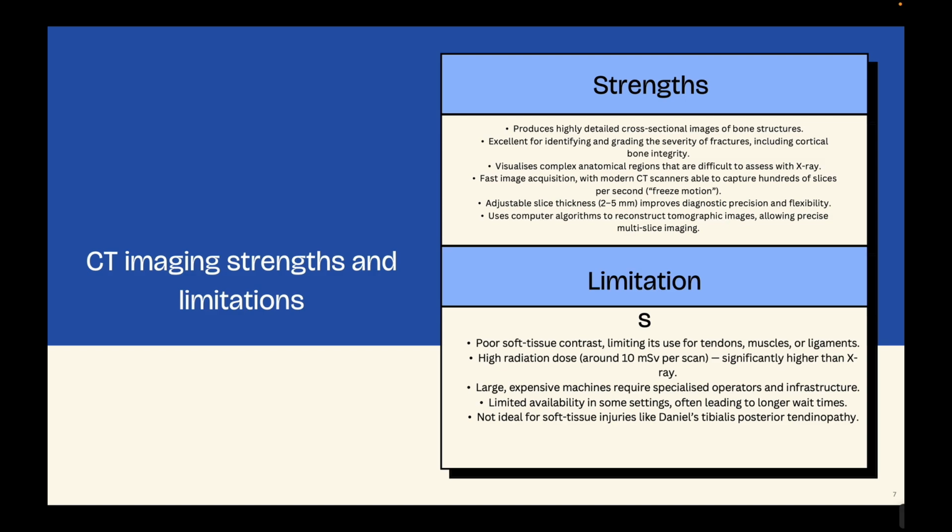CT has several limitations. While excellent for bone and joint imaging, it provides poor soft tissue detail, making it less effective for diagnosing tendinopathies or ligament injuries. CT also exposes patients to higher levels of ionizing radiation, around 10 mSv per scan, significantly more than conventional imaging methods. Additionally, the machines are large, costly, and require special operators, which can limit availability and increase wait time for patients.